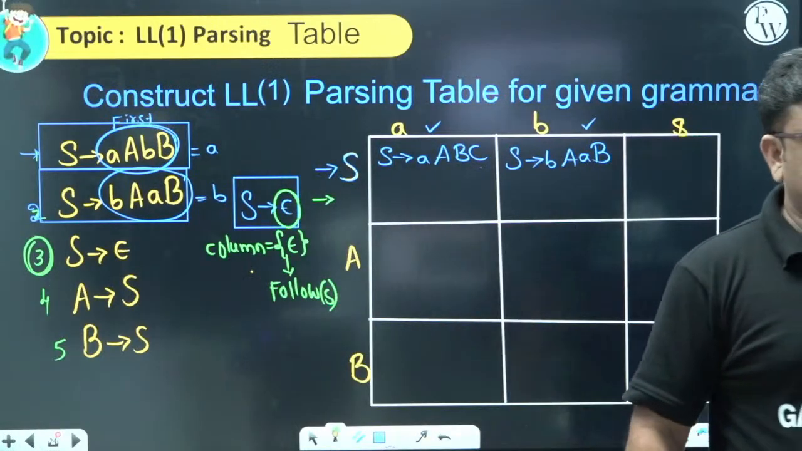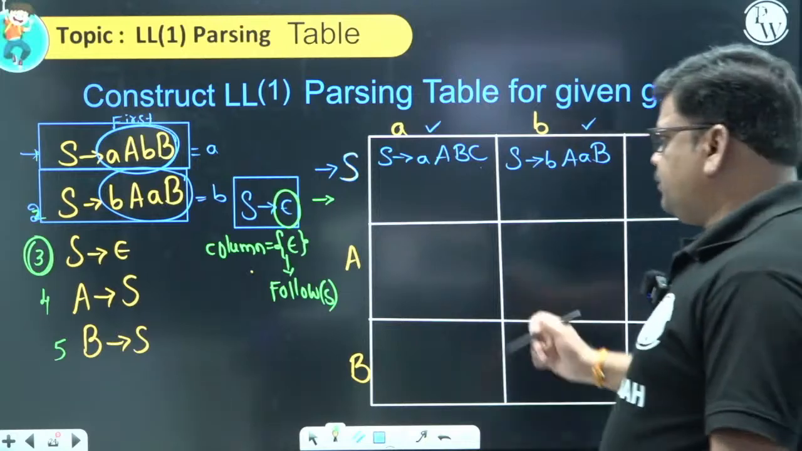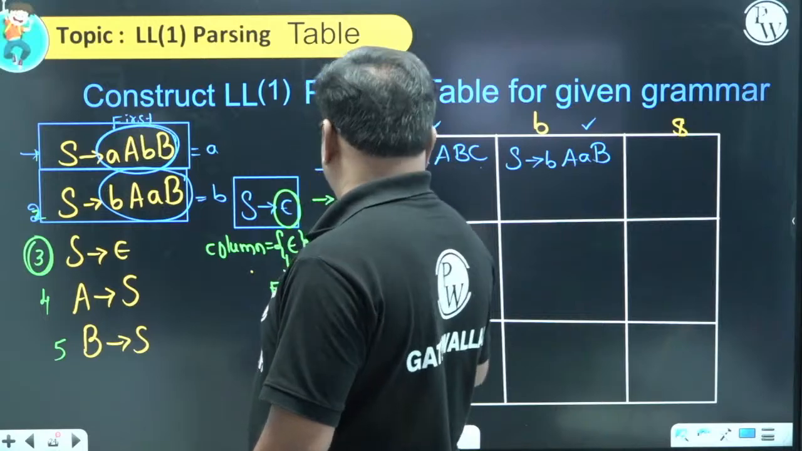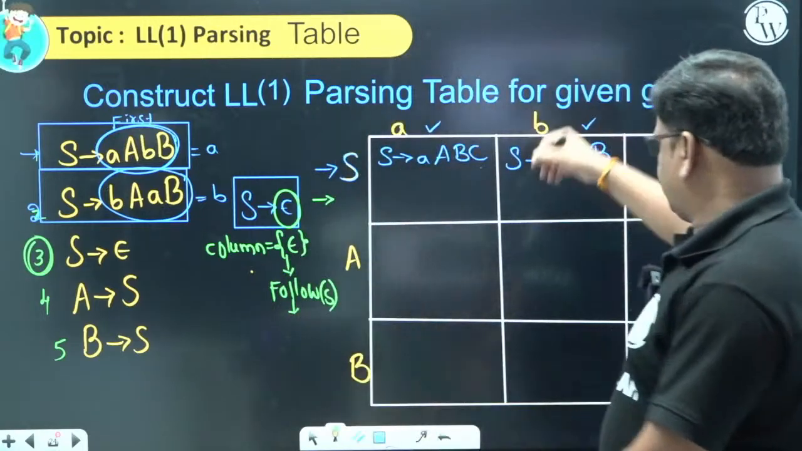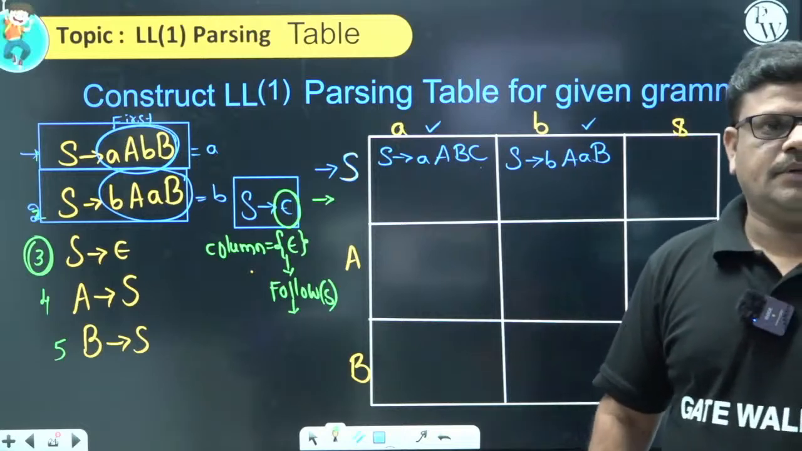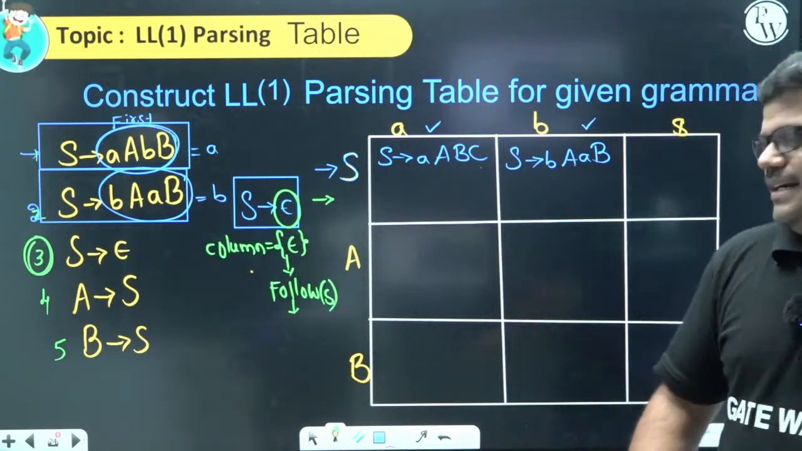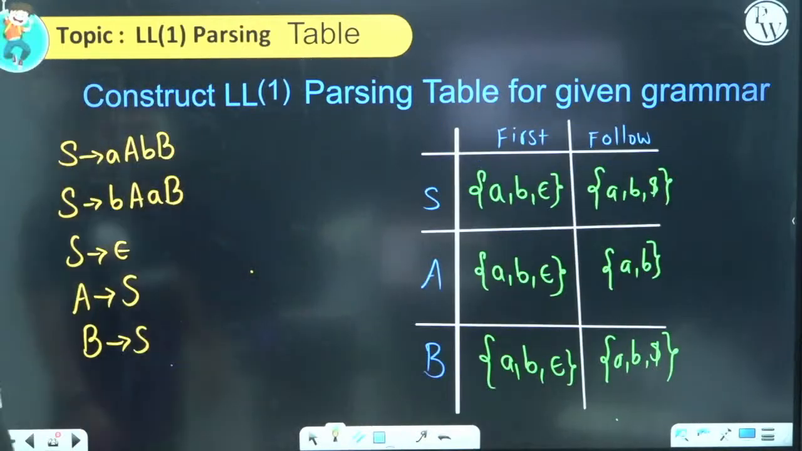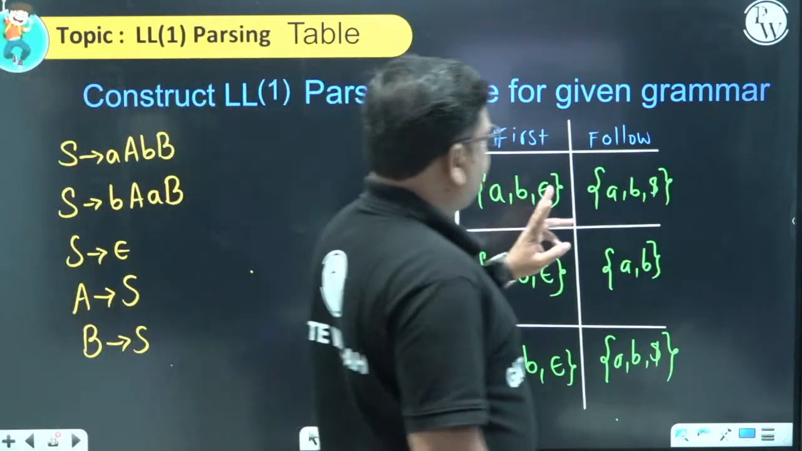What are the positions of the S gives epsilon production? The column positions of S gives epsilon. In which column positions can we arrange this production? That is follow of S. So follow of S we have also computed. What is follow of S? A, B, dollar.